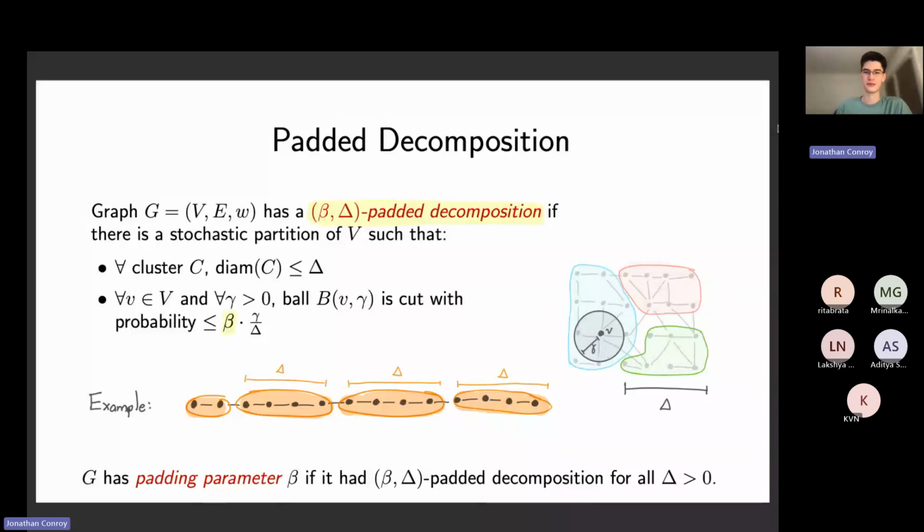And so a ball of radius gamma gets cut, let's say a ball of diameter gamma gets cut with probability exactly gamma divided by delta. Okay, if you look at the radius gamma, you have maybe a factor 2, I guess. So this beta parameter governs how decomposable your graph is relative to the ideal case, which is the path.